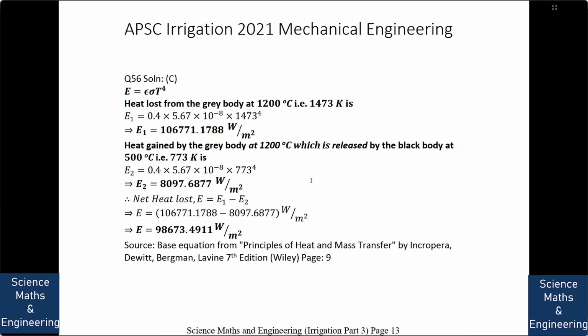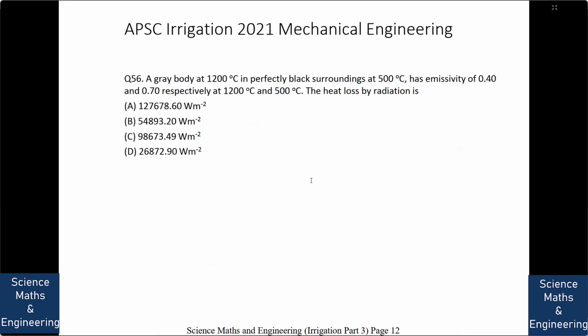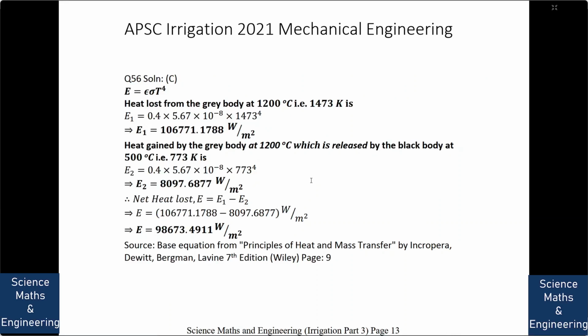Next, heat gained by the grey body at 1200 degrees centigrade, which is released by the black body at 500 degrees centigrade, that is 773 Kelvin, is given by E2 is equal to 0.4 into 5.67 into 10 power minus 8 into 773 to the power 4. So E2, again we have determined the value. So net heat loss would be E is equal to E1 minus E2. Now if we calculate, our answer would be the value C. If you have any more doubt, you can follow the source and calculate yourself and determine the answer. So we will go to the next question.